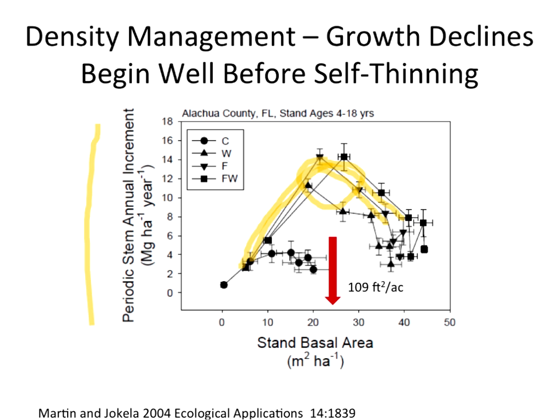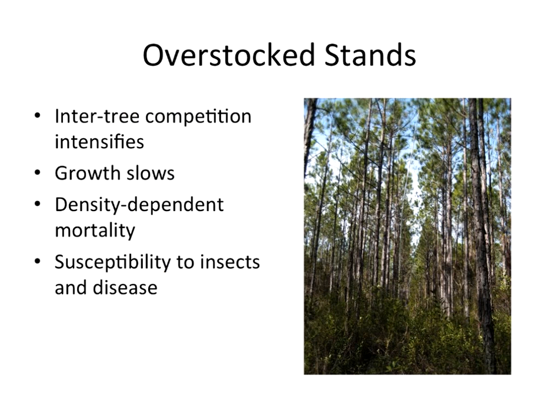And on these stands, ignore these control stands. On these stands, most of them started declining at a basal area of about 109 square feet per acre. After that point, this is not mortality, this is just a decrease in growth rate associated with increasing stand density. So keep that 109 square feet in mind. I want to show you that in a minute.